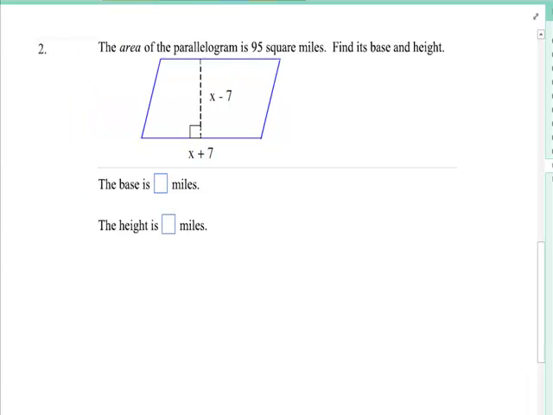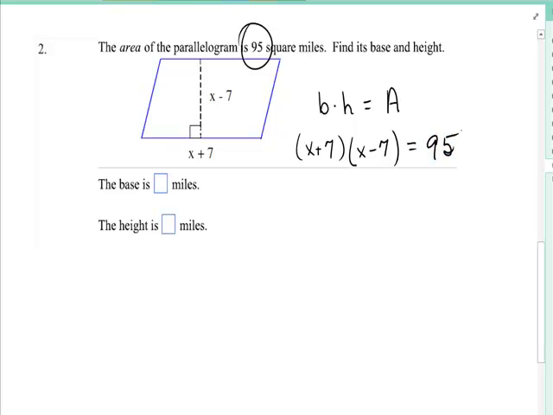Number 2. The area of a parallelogram is 95 square miles. Find its base and its height. The formula for area, base times height, is the area. What is the base? In my picture, it is x plus 7. What is the height? In my picture, it's x minus 7. What is the area? They tell me it's 95. All right.